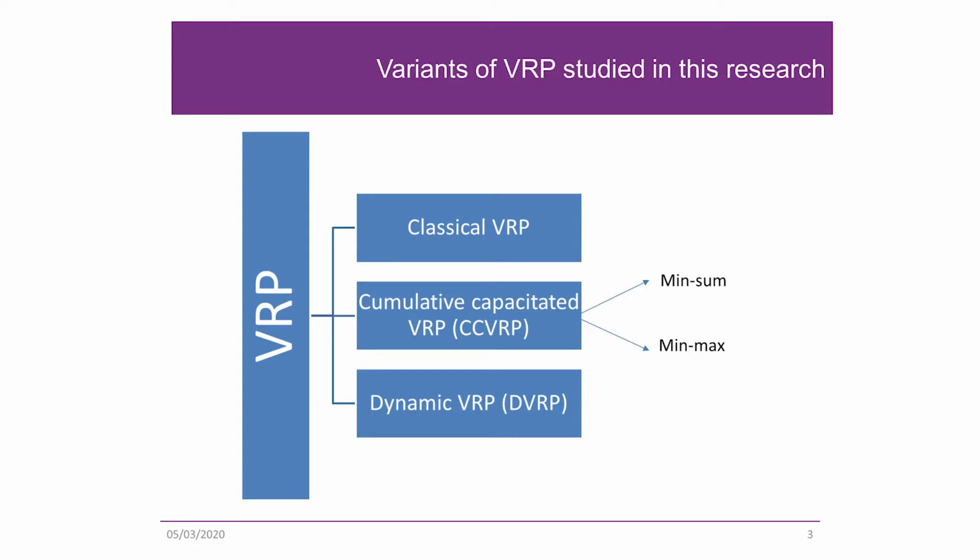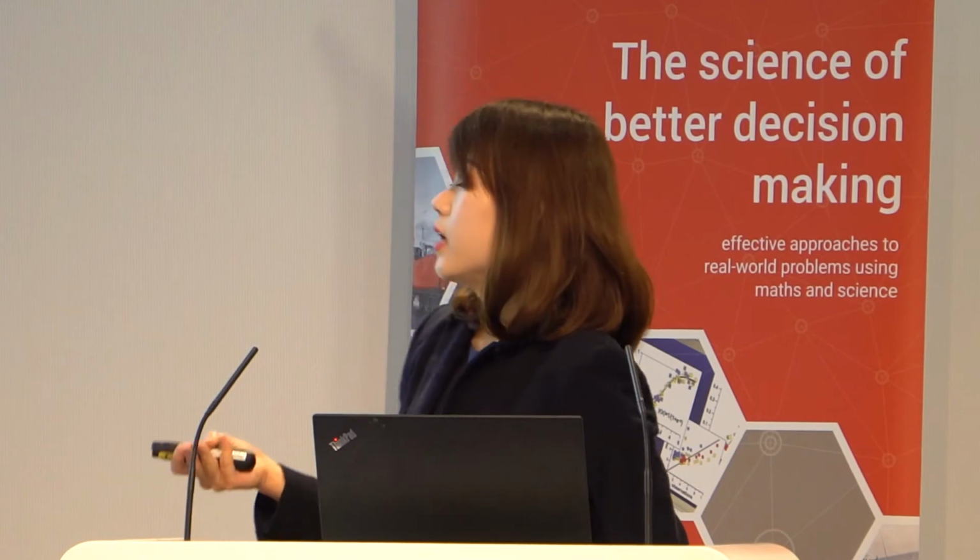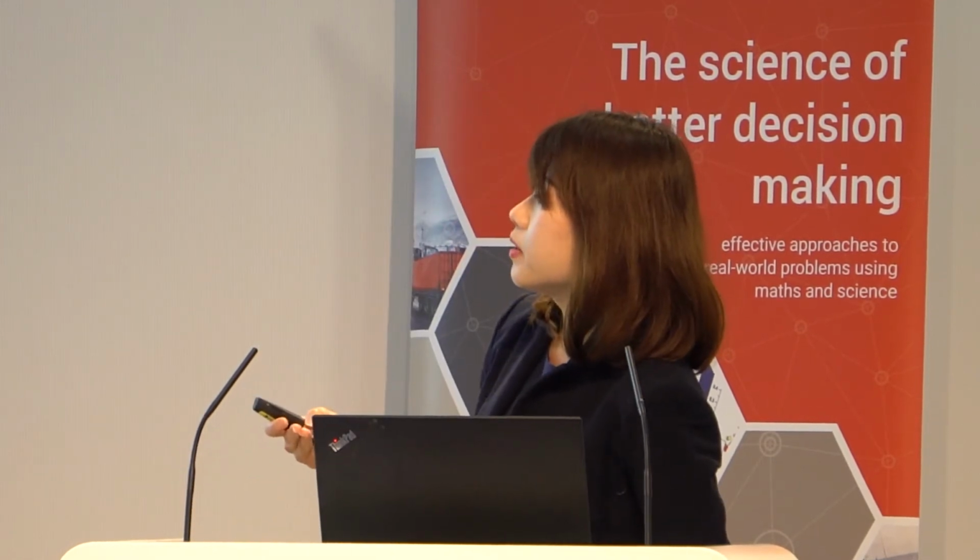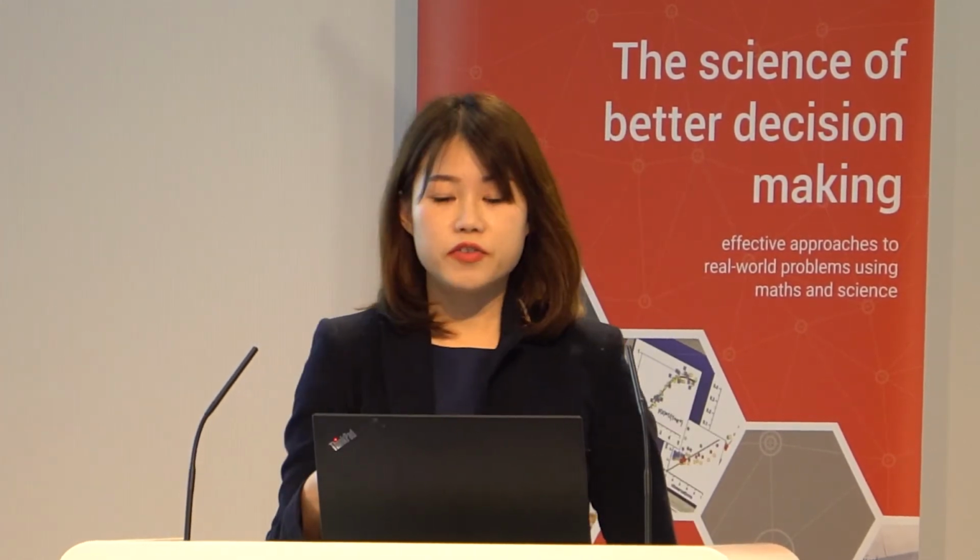Now, there are three types of vehicle routing problems studied in my research. The first one is the classical VRP, and the second type is the cumulative capacitated VRP, known as CC-VRP. There are two versions of the CC-VRP, namely the min-sum and the MinMax version. I'm going to talk about both of these versions later on. And then the last variant of the VRP is the dynamic VRP.